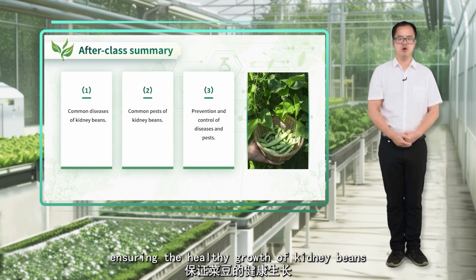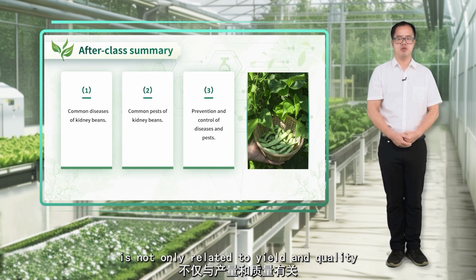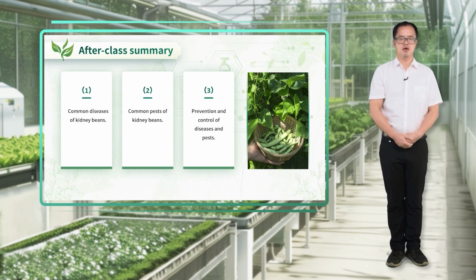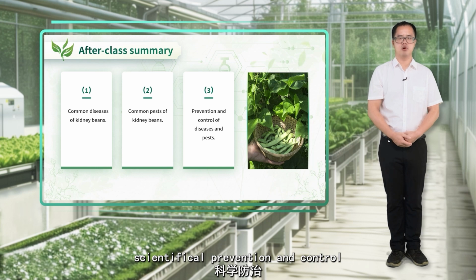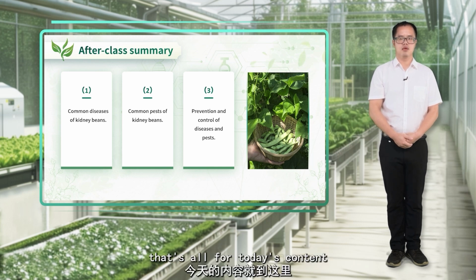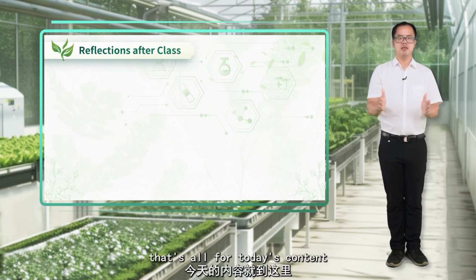Ensuring the healthy growth of kidney beans is not only related to yield and quality, but also the key to increasing farmers' income. I hope everyone can apply the learned knowledge to practice scientific prevention and control, escort the kidney bean industry, and jointly promote the sustainable development of agriculture. That's all for today's content.